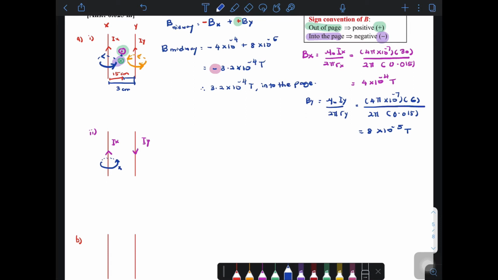Dan kalau macam ini, dia juga akan masuk dekat sini. So dekat midway, this one into the page, and this one also into the page. Masuk dan masuk. Right. Okay, so both into the page.